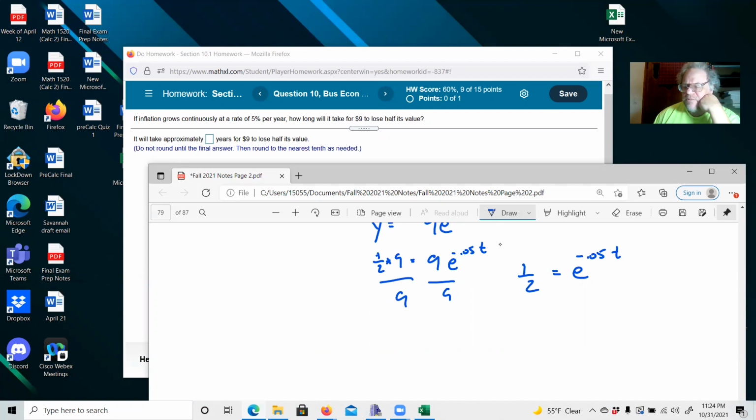How do we get t down from the exponent position? We take a natural log. So natural log of 1/2 is equal to the natural log of e to the negative 0.05 t. This business here comes down in front. Why does it do that? Do you remember this logarithm property?